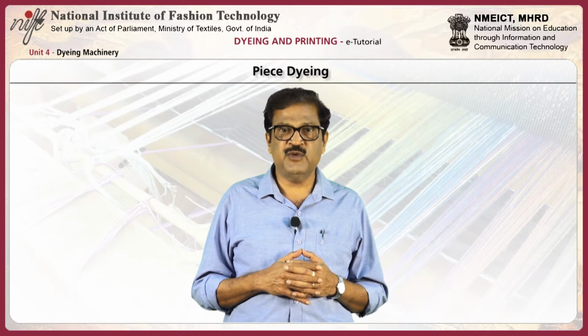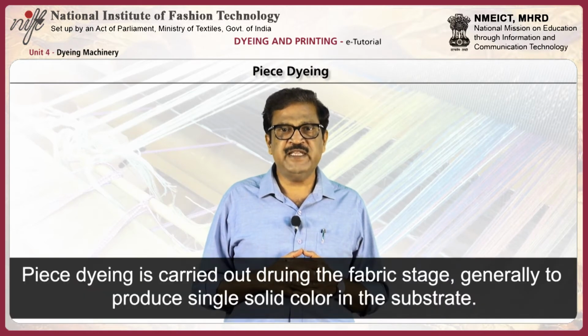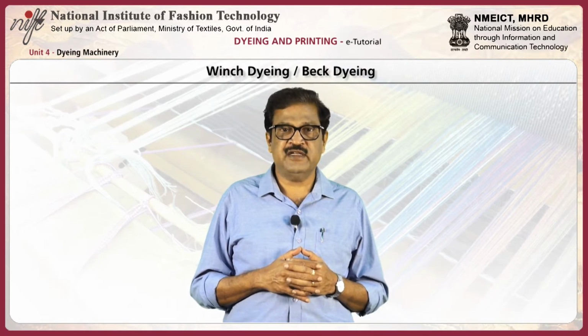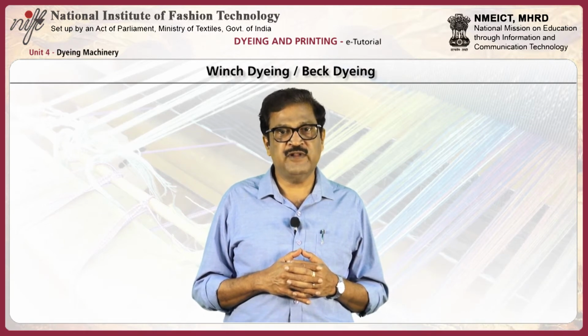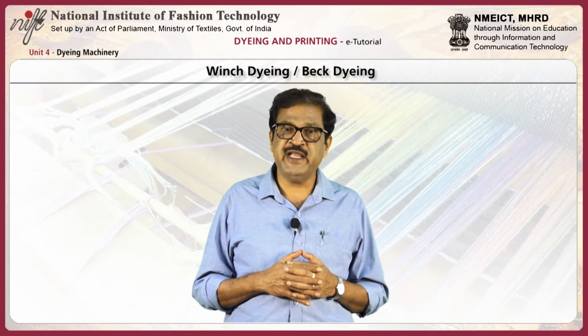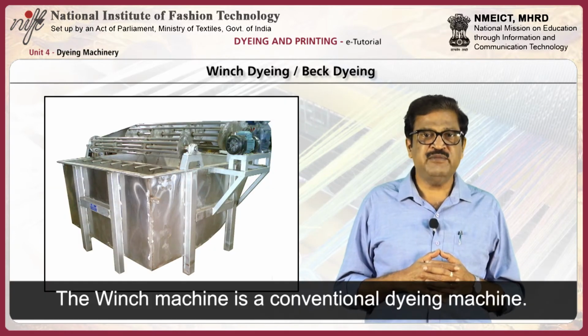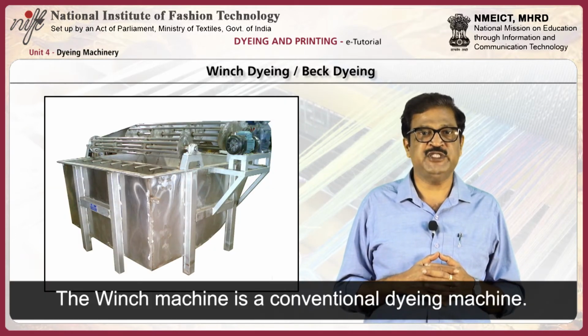Next, we will discuss piece dyeing. Piece dyeing is carried out at the fabric stage, generally to produce a single solid color in the fabric. Here, first let us discuss winch dyeing or beck dyeing. The winch machine is a conventional dyeing machine.